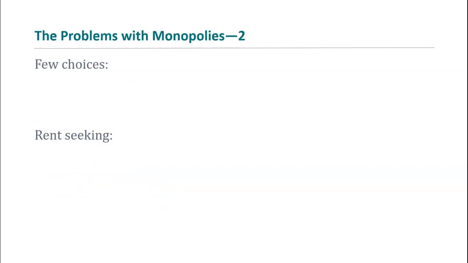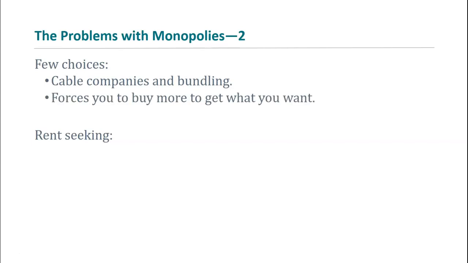The second problem with a monopoly is that there aren't as many choices for consumers, and this is sort of an obvious problem. When there's just one firm, that firm sort of calls some shots, and you don't get to go somewhere else if you don't like what they're doing. So, for example, cable companies and bundling. You want a couple of channels, and the cable company says, well, if you want those channels, you also must pay for all these other channels, and you don't have another option. You can't go somewhere else because this is your cable company, right? It sort of forces you to buy more just to get what you want. So you don't have as many choices because you can't go to a competitor because there is no competition in a monopolist.